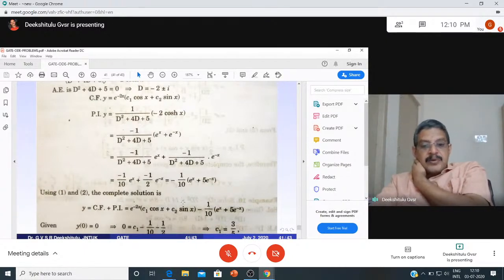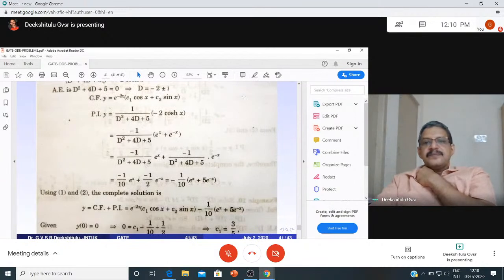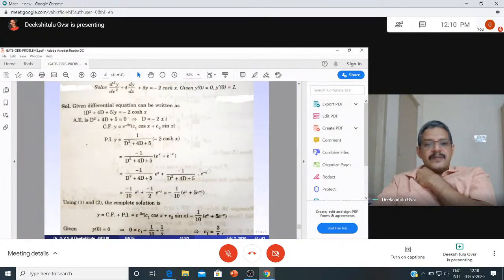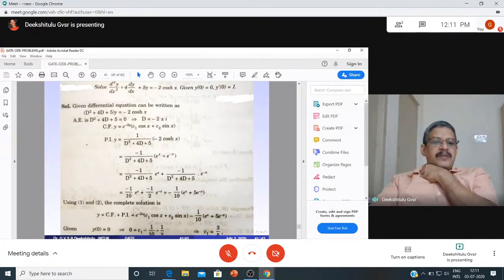Okay. What about c2? c2 we have not calculated. Now we put c1 here in this. So the solution becomes e power minus 2x (3 by 5 cos x plus c2 sin x) minus 1 by 10 (e power x plus 5 e power minus x). So then put y dash. No, I think we won't get it here. Okay. We use the second condition. What is the second condition? y dash 0 is 1. So again, if we differentiate this y dash and put x equal to 0, you will get c2. That is missing here somehow.